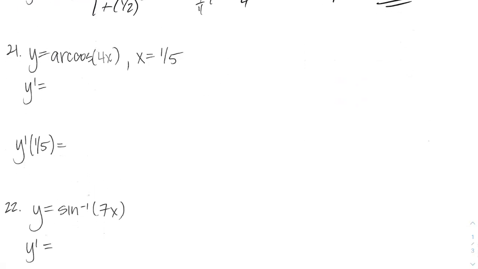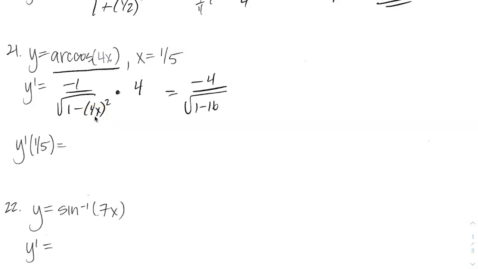Next one, arc cosine. I mentioned before, it's just like sine, but you flip it, and it's a negative. Now this has a 4x inside of it, so this is a chain rule now. It's negative 1 over square root of 1 minus x squared normally, but there's a 4x, so it's 4x squared. Notice the whole thing is squared, not just the x. A lot of people just do the x because they get lazy. The whole thing is squared. Times by the derivative of the inside, 4. So that gets me negative 4 over square root of 1 minus 16x squared.